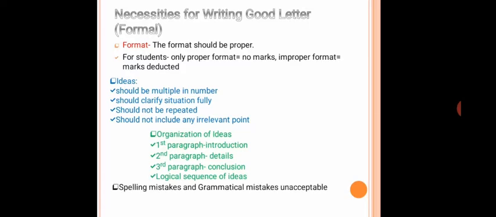It is needless to say that spelling mistakes and grammatical mistakes are unacceptable, and no student could score good marks if there are lots of spelling and grammatical mistakes. Now, all the points that have been discussed here in reference to formal letters are actually applicable to all the writing exercises, may they be articles, report writing, or debate, or speech, or whatever. The format, the number of ideas, and the organization of ideas are important for all the writing exercises.